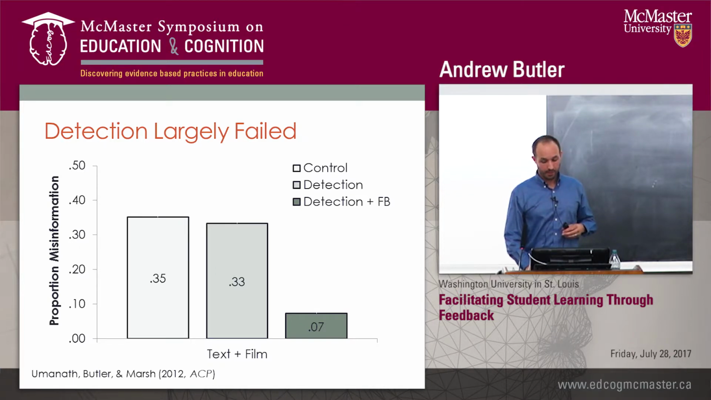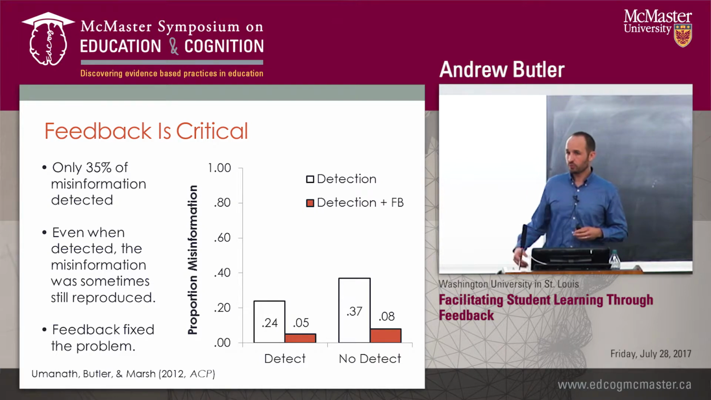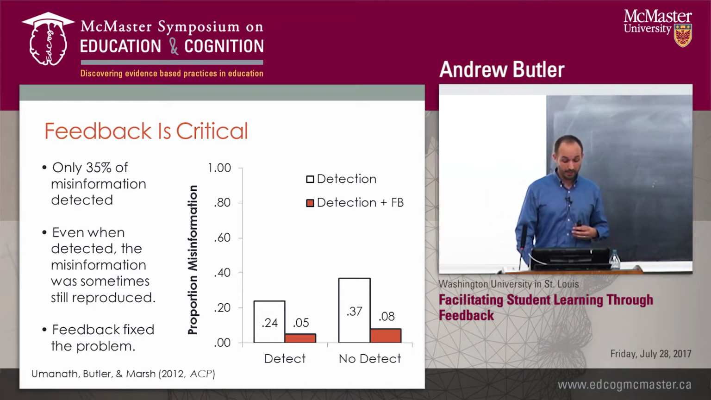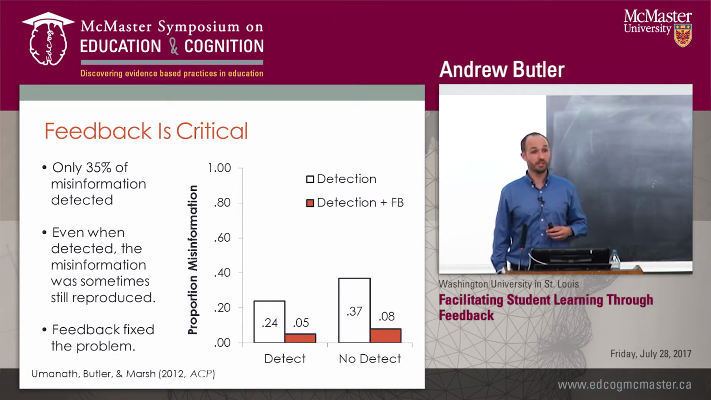And here's why that happened. So students were very poor at this task. Only about 35% of the time did they detect the misinformation in the film, despite the fact that it is blatant, right? And it was directly contradicted in the text that they had read immediately before. And even when it was detected, what was really interesting is sometimes they went on to reproduce that misinformation anyway.